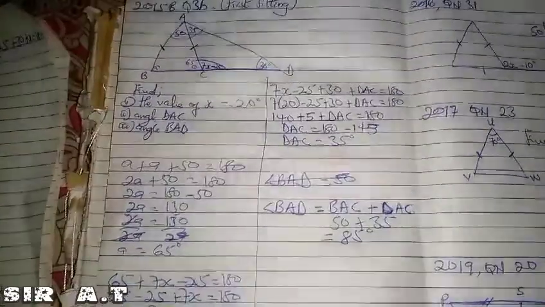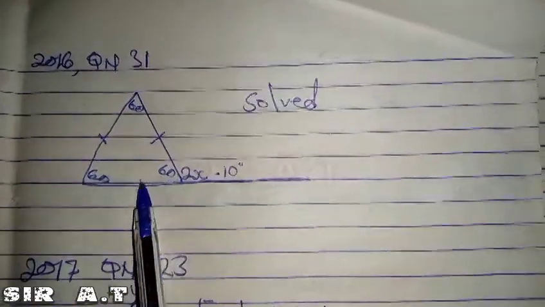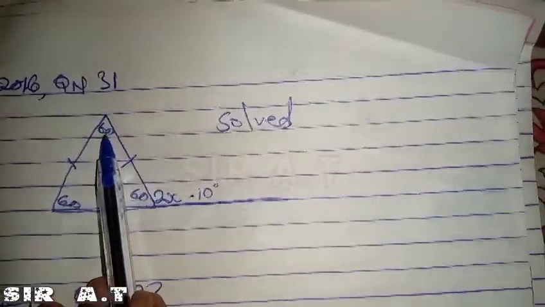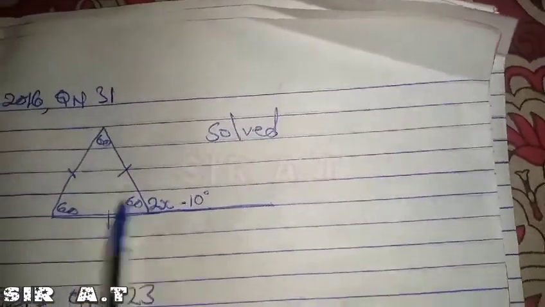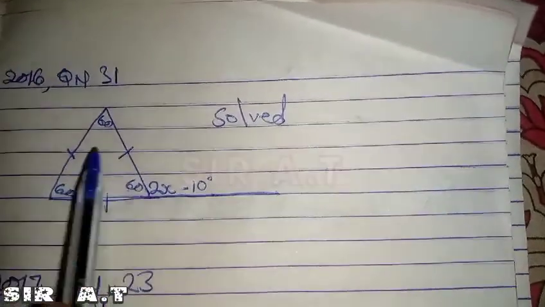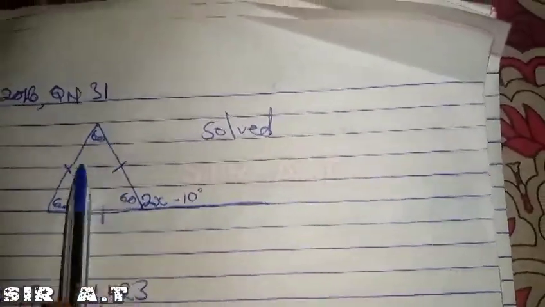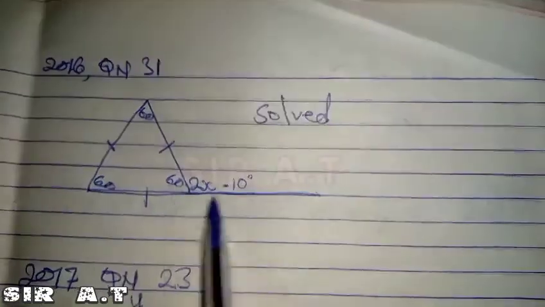So we move on. 2016 question number 31, I think it has already been solved. That is where we wrote 60 here, 60 here, 60 here, because this question was already giving us an equilateral triangle. The 60 was not provided, but I've written it because this is an equilateral triangle. So we divide 180 by 3 and get 60, 60, and then 60. So to get x, you're going to work on angle on a straight line.